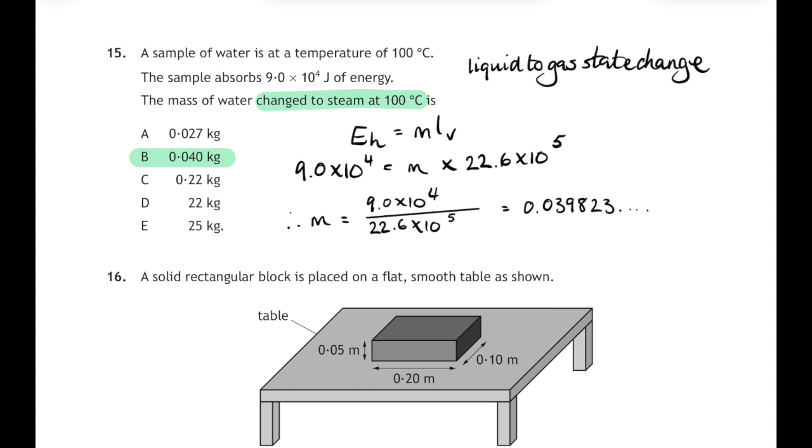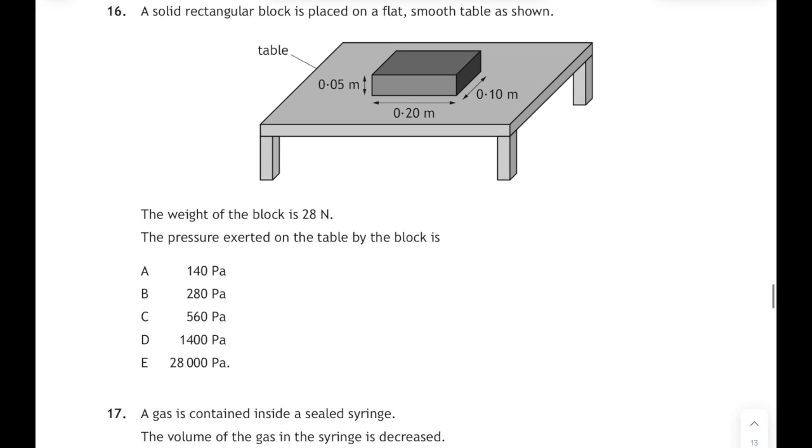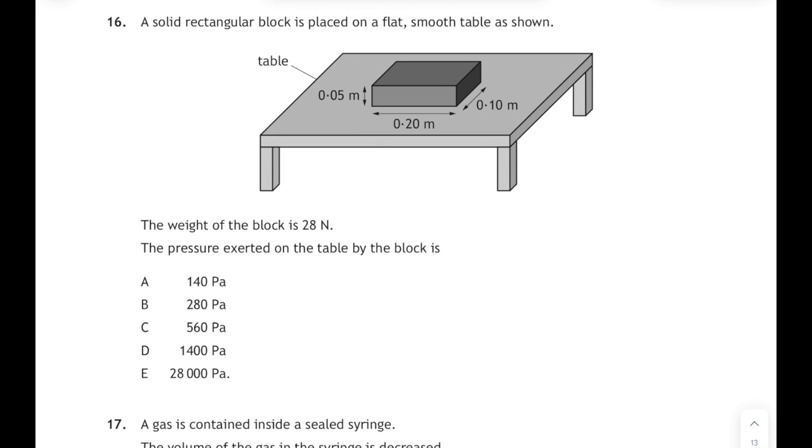Okay, question 16. A solid rectangular block is placed on a flat, smooth table as shown, and the weight of the block is 28 newtons. We have to work out the pressure exerted on the table by the block. Well, straight to our relationship sheet. Pressure equals force over area, and the force acting on the table in this case is the weight of the block, and that's 28 newtons.